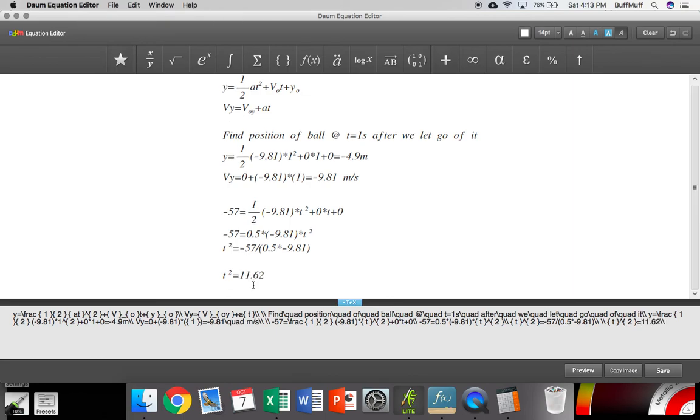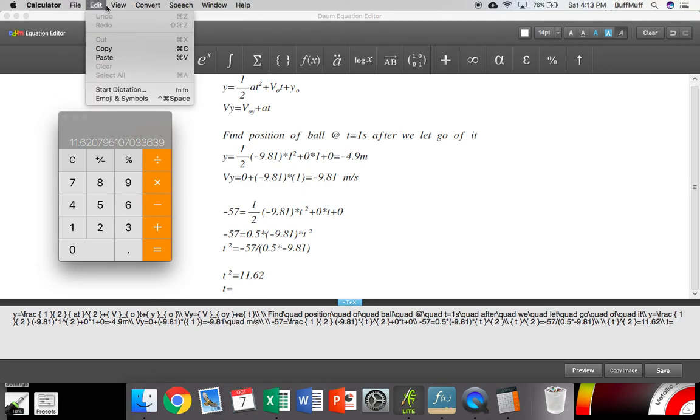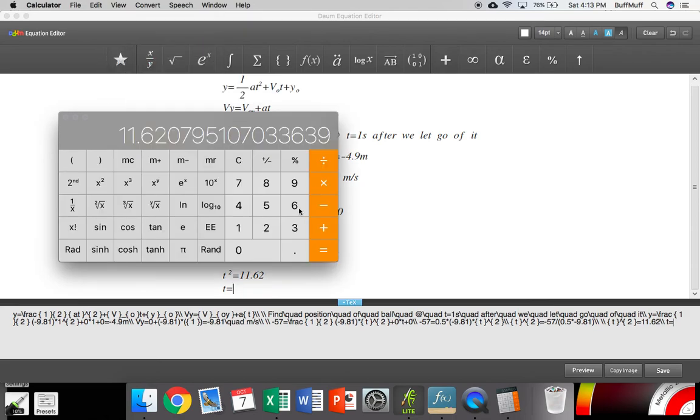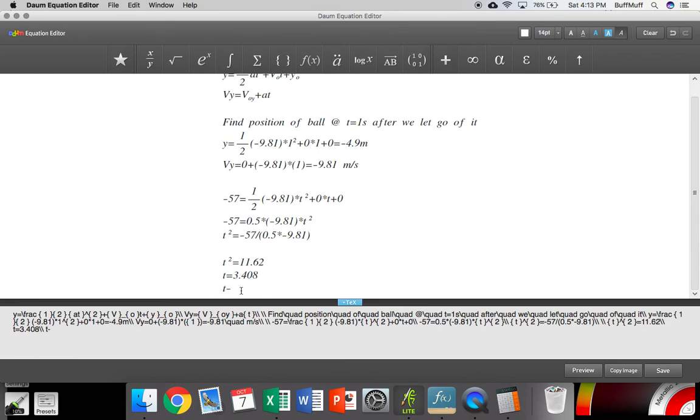11.62. And if we take the square root of that, so how do we do that with this type of calculator? Wait, file, view, scientific, okay. So we take the square root of that, 3.408. So technically, using three significant figures, it would be 3.41. Okay, so that is exactly what we saw here in our Excel. We figured that my time would be between 3.4 and 3.5.